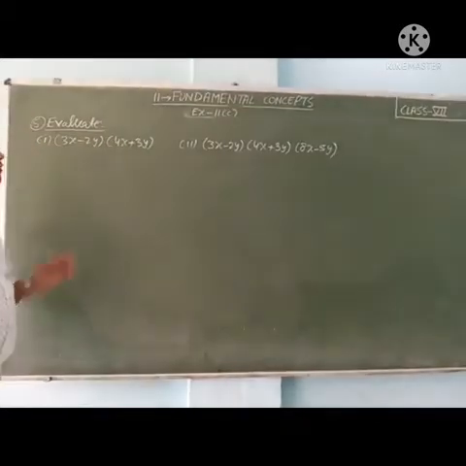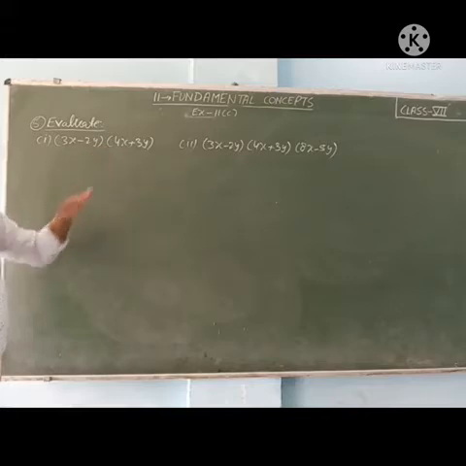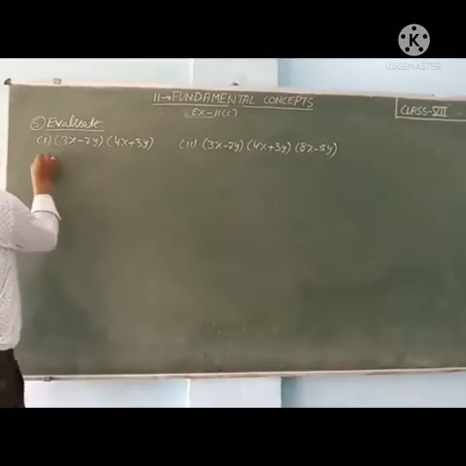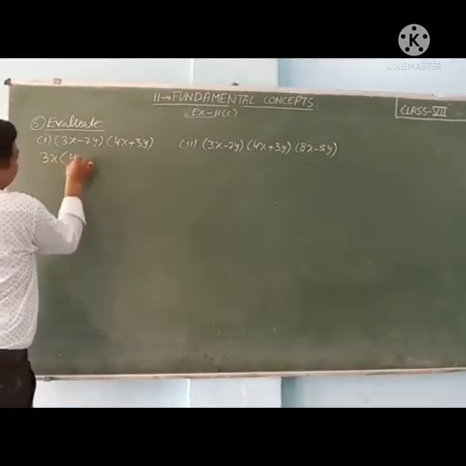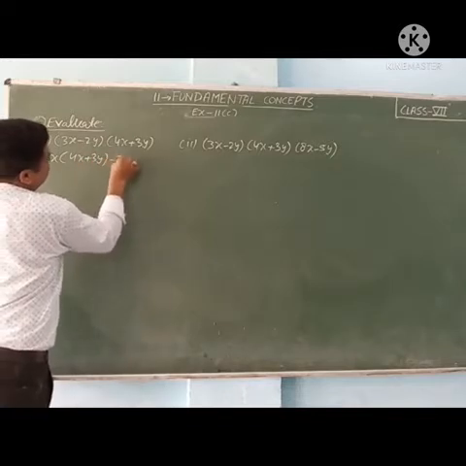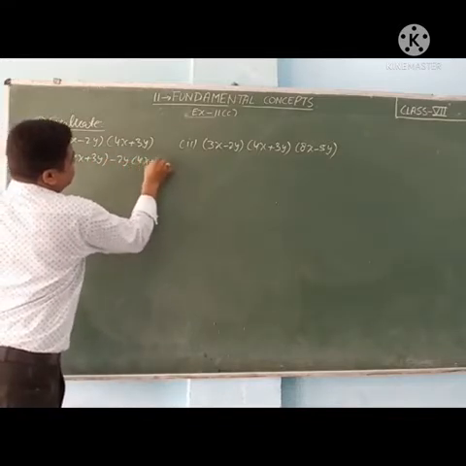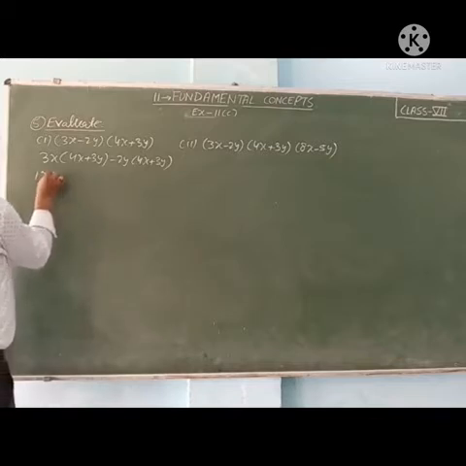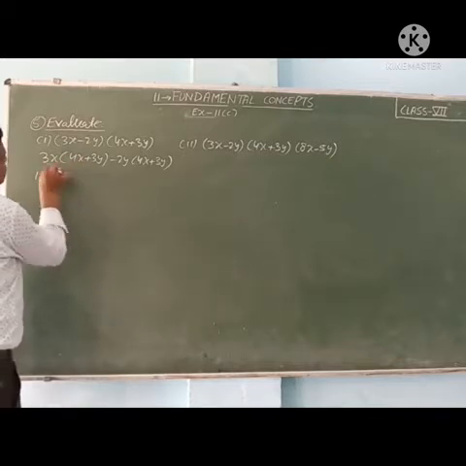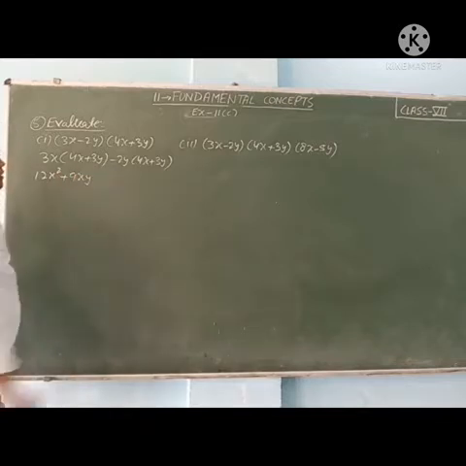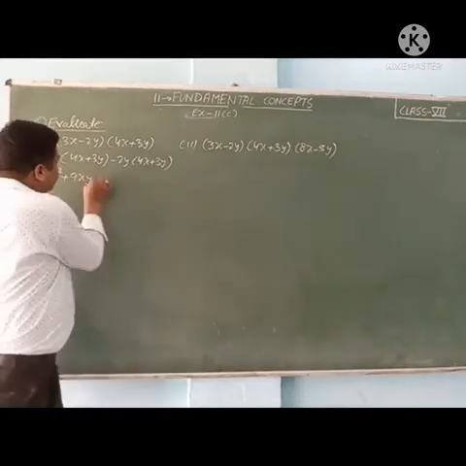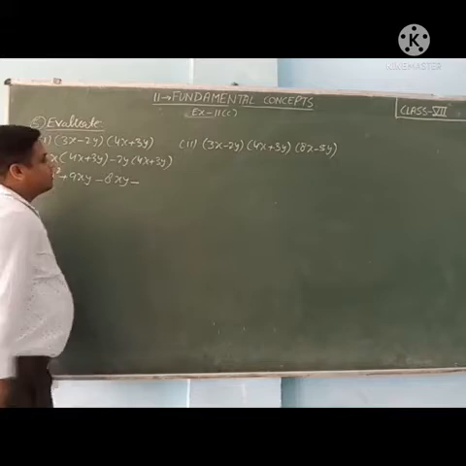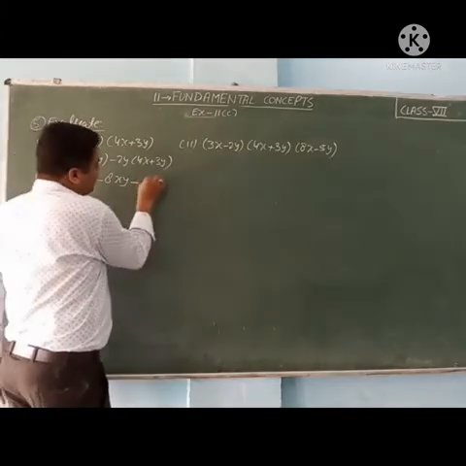Now students, see the fifth sum, first part. The fifth sum is also evaluated. First part is 3x minus 2y, 4x plus 3y, and we have to do the multiply, as you know. So 3x, then 4x plus 3y, minus 2y, then 4x plus 3y. So 3x into 4x, 3 fours are 12, x square. Then plus, 3 threes are 9, xy. Minus 2 fours are 8xy, minus 2 times 3 is 6y square.